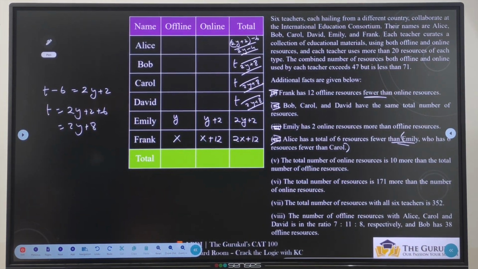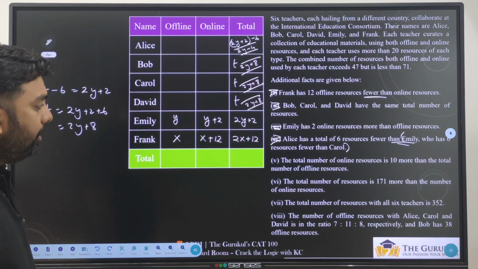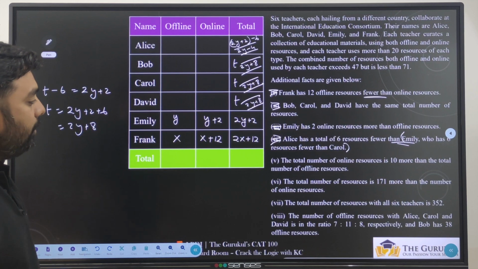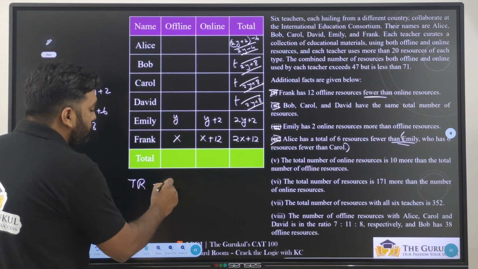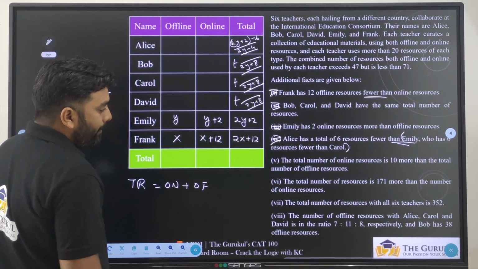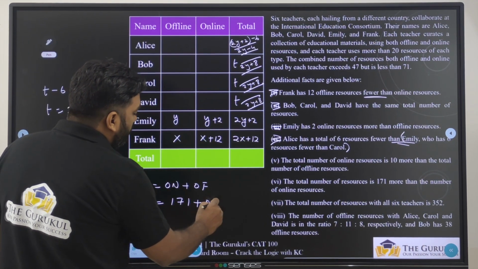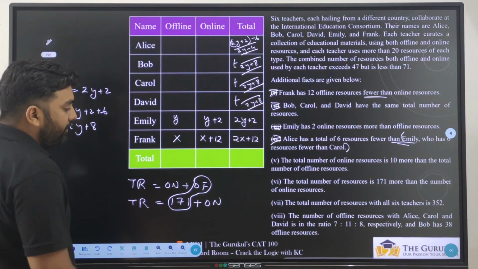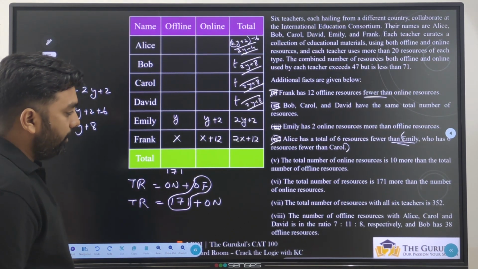The total number of online resources is 10 more than the total number of offline resources. This total and this total they are talking about, we'll come back to that later. The total number of resources is 171 more than the total online resources. Now can I say total resources will be equal to online plus offline? But they gave us total resources is 171 more than online, which means total offline will be equal to 171. Perfect. This total offline is 171.